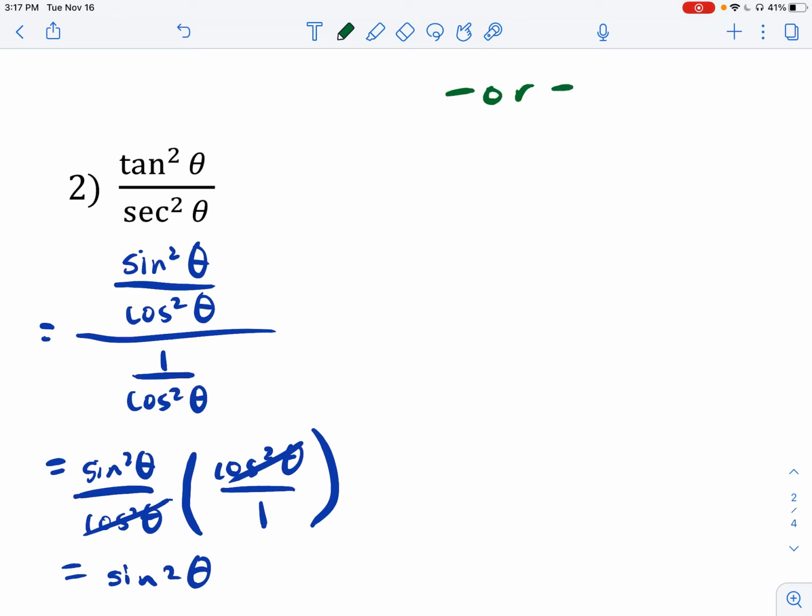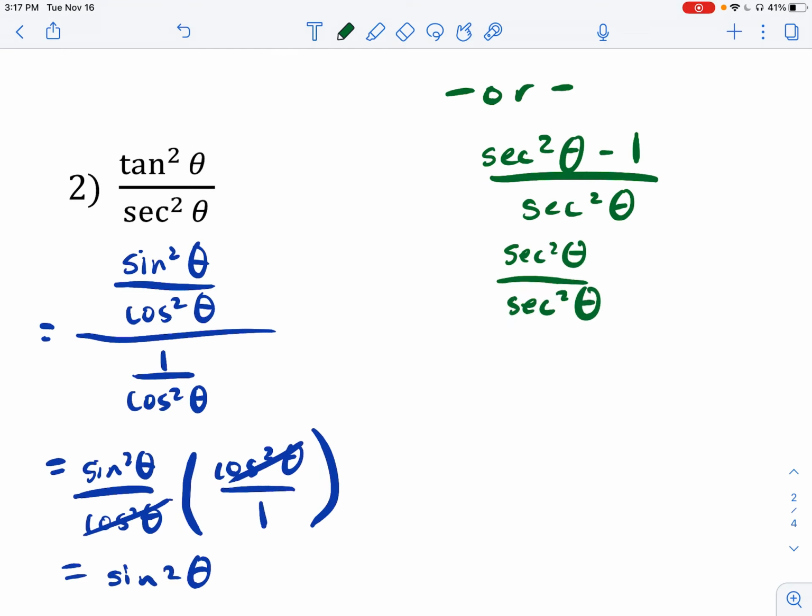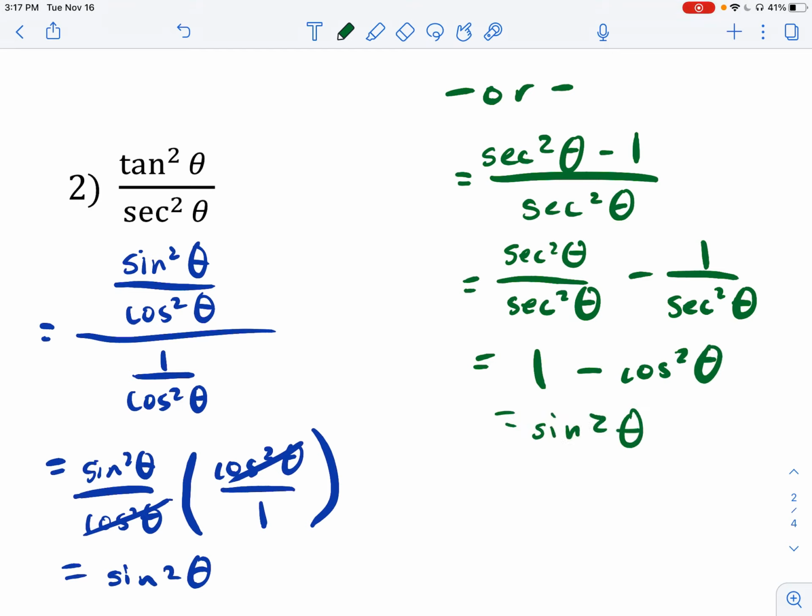Alternatively, I could have also done this. Tangent squared theta, using our Pythagorean identities, is equal to secant squared theta minus 1 over secant squared theta. And if I split this up into two fractions, I then have secant squared theta over itself minus 1 over secant squared theta. And this gives me 1 minus cosine squared theta, which again, using another Pythagorean identity, we can then say is equal to sine squared theta. Same thing. So I'm highlighting here that there are various ways to get to the same result, right? It depends on which trigonometric identities you use.